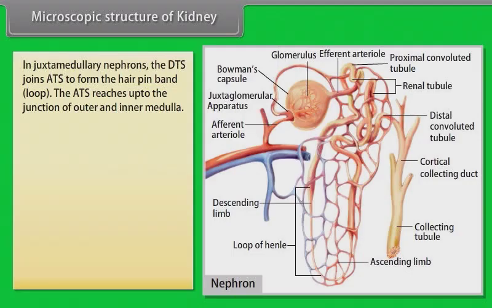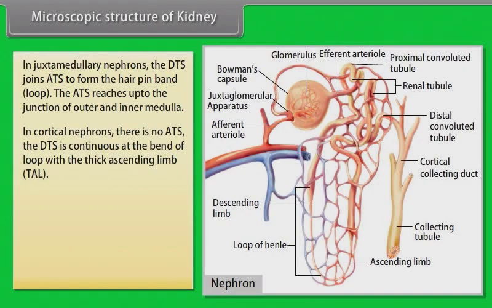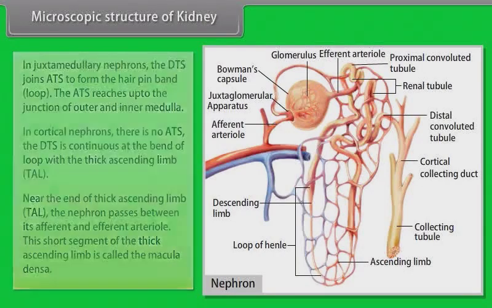The ATS reaches up to the junction of the outer and inner medulla. In cortical nephrons, there is no ATS. The DTS is continuous at the bend of the loop with the thick ascending limb. Near the end of the thick ascending limb, the nephron passes between its afferent and efferent arteriole. This short segment of the thick ascending limb is called the macula densa.